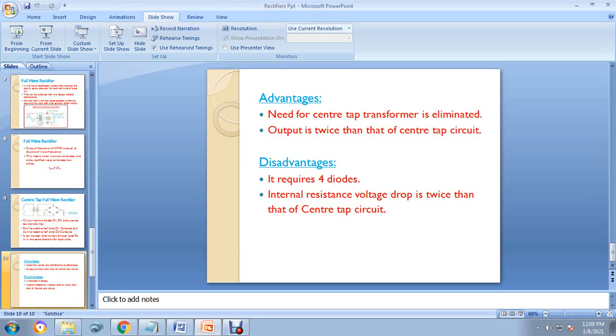Any doubts, students? In the next session let us discuss each and every equation of the full wave, half wave and center tap full wave rectifier.